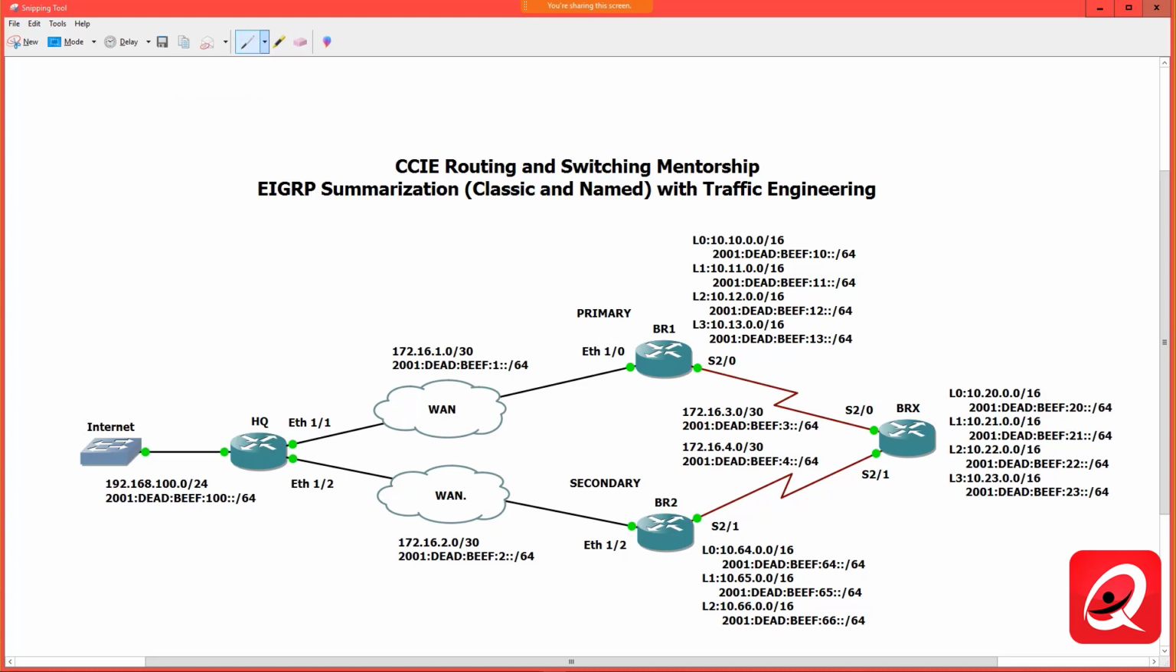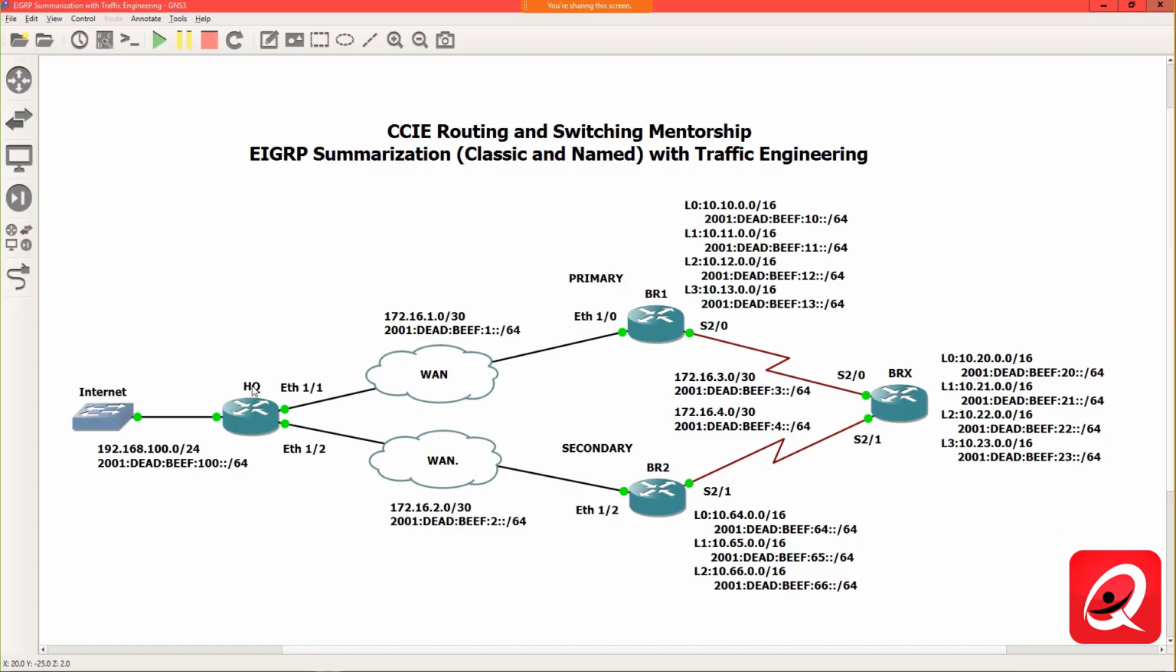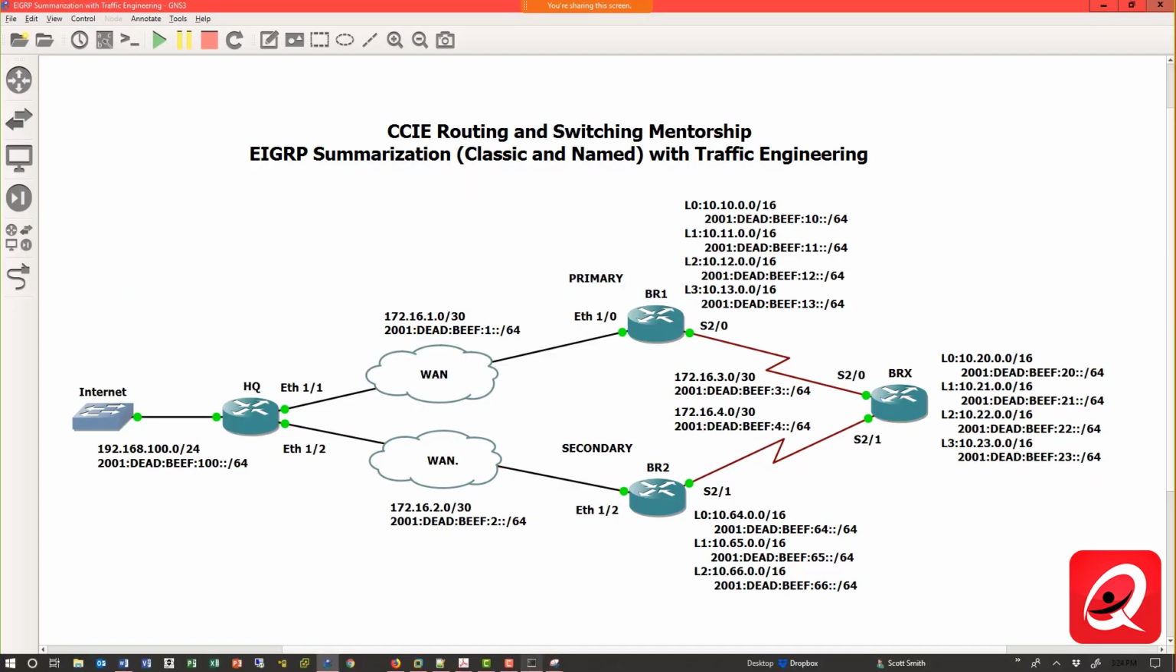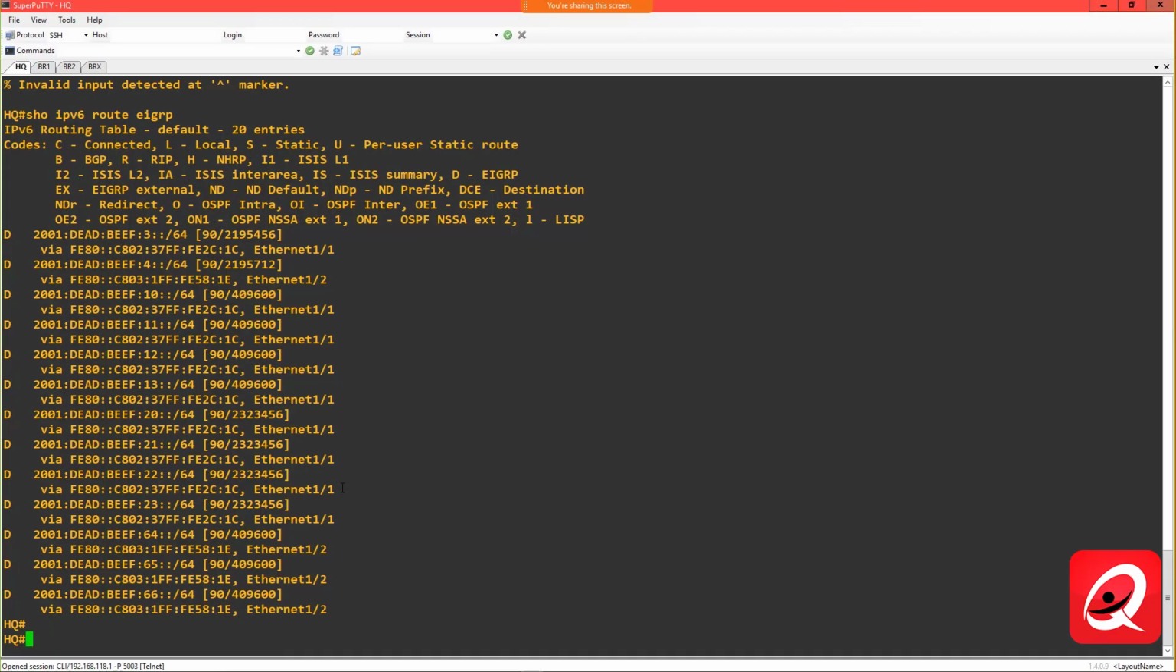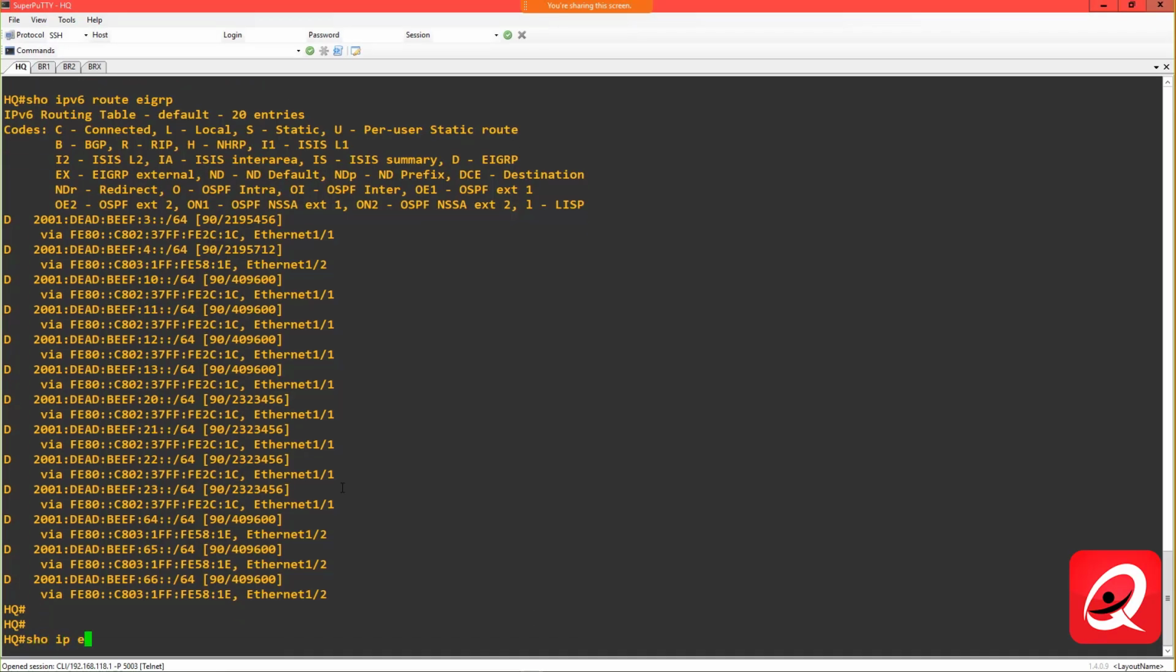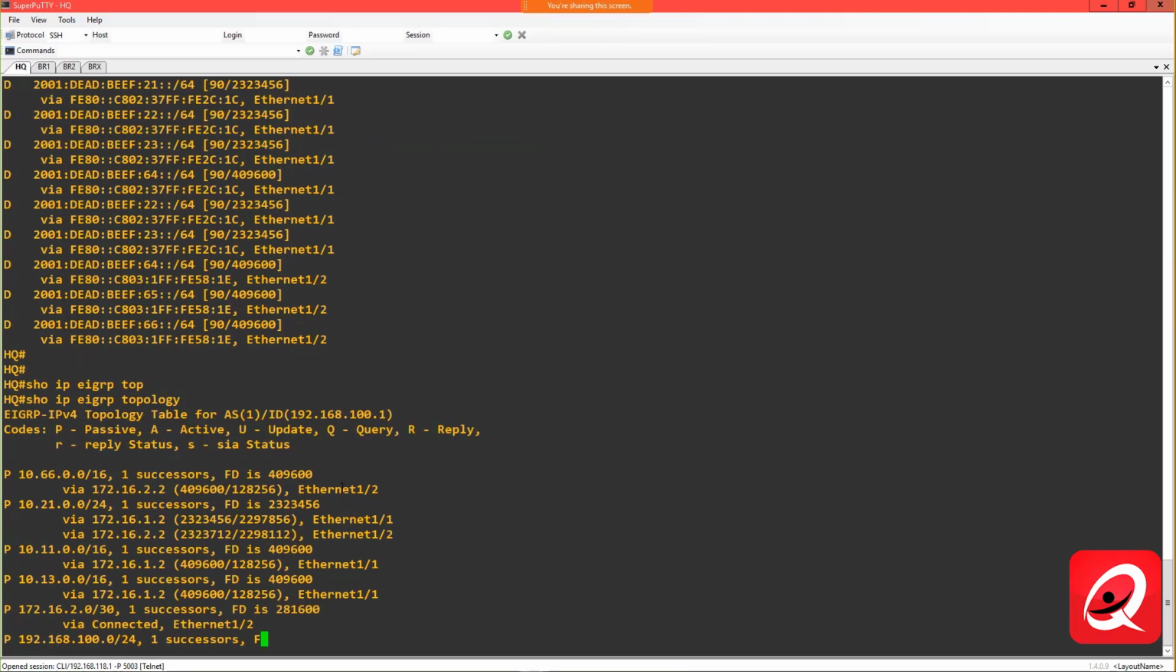Okay. So let's first of all investigate whether or not we have a feasible successor. That will be an important aspect to identify. Let's go back to our router here and do a show IP EIGRP topology.